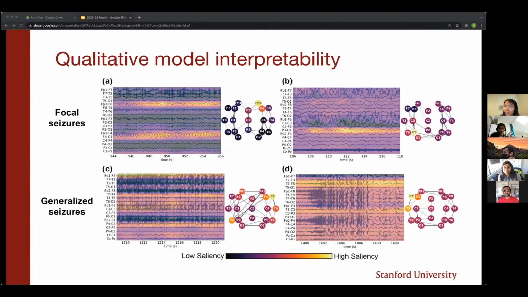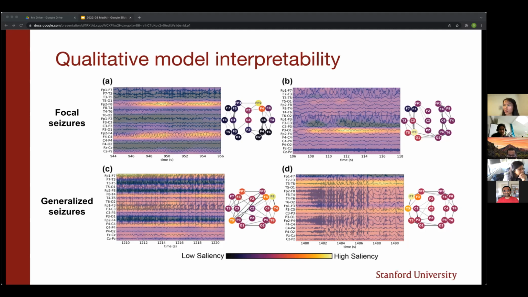Yeah, and remember we performed occlusion-based model interpretability analysis. So we can actually visualize the occlusion maps as heat maps overlaid on the raw EEG signals as well as the graphs. The top row shows heat maps for 2 focal seizures, and the bottom row shows heat maps for 2 generalized seizures. For those of you who are not familiar with EEG or seizure, focal seizures always start from one hemisphere or one region of the brain, whereas generalized seizures always start from both hemispheres of the brain.